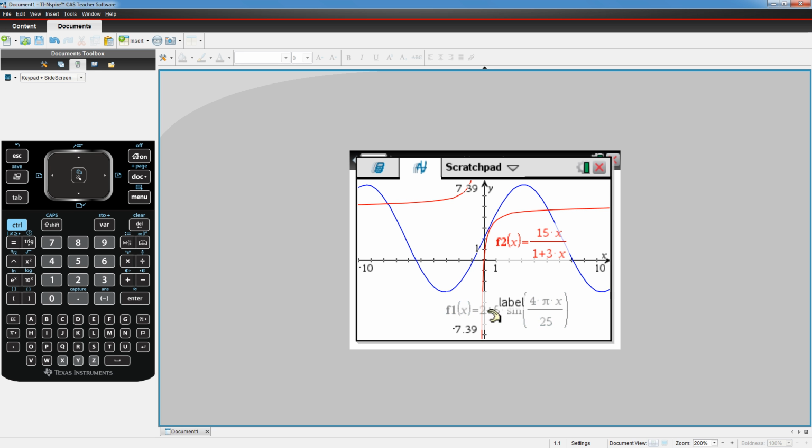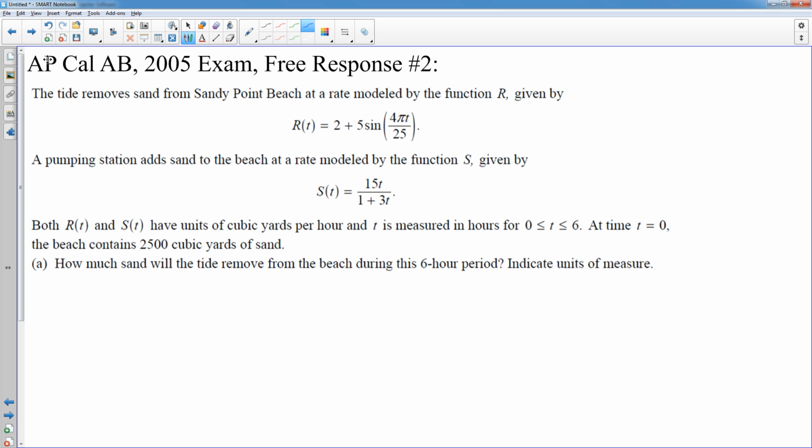So I have my rate out, which I think was the top one, as F1, and the rate in as F2. So going back and looking at the context of the problem, I guess I put these in the calculator too soon. I hadn't even read the problem yet. What we have here is a beach, and the ocean is removing sand from the beach at this rate, and at the same time a pumping station is adding sand at this rate. So this is going to be my rate out. That's the rate that sand is being removed, and a pumping station is adding sand at this rate.